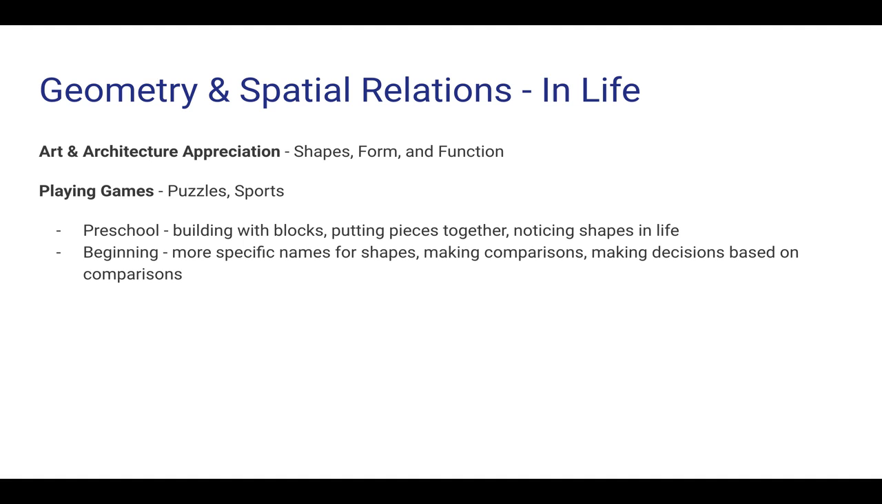Beginners can get more specific for the names of the shapes. For instance, there are lots of different types of triangles out there and lots of different types of quadrilaterals out there, and you can start exploring what makes those different shapes unique by making comparisons between their sides and their angles and how those things go together. And beginners start making decisions based on those comparisons.